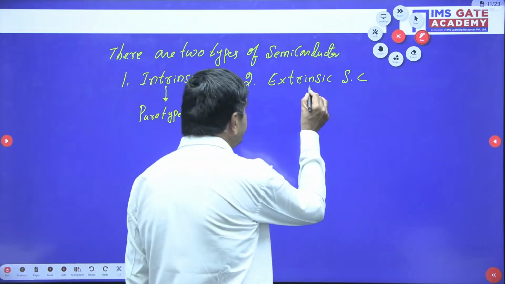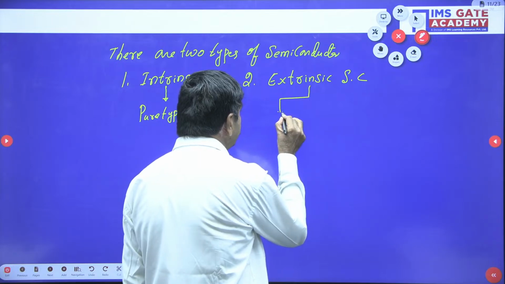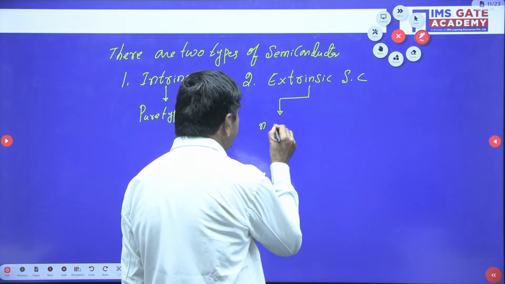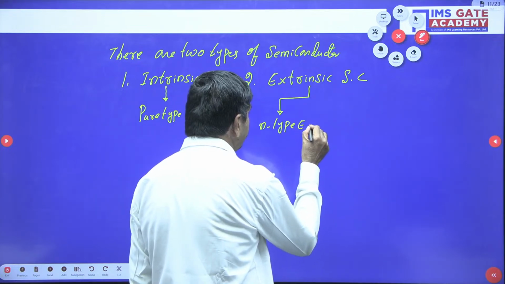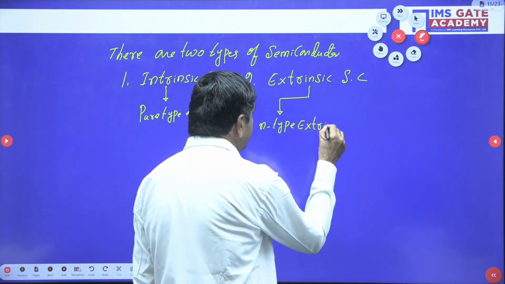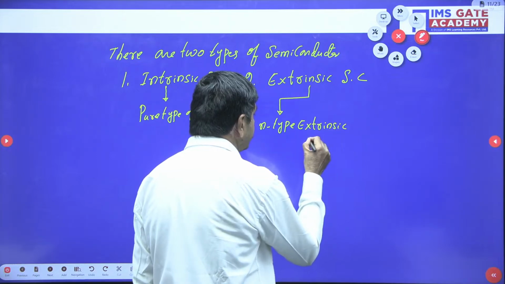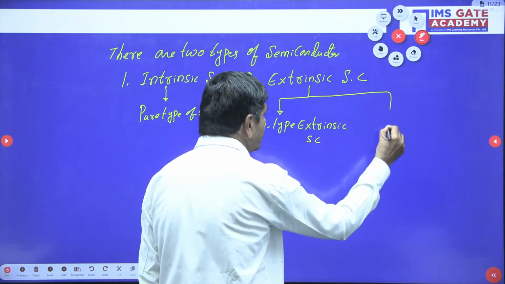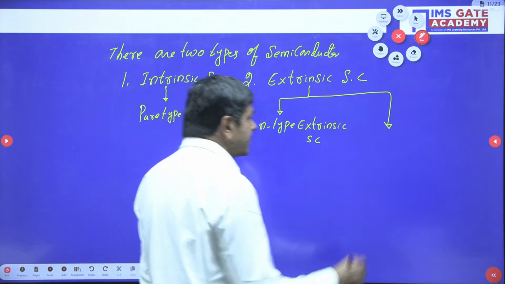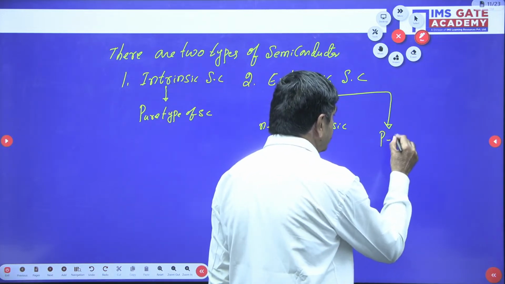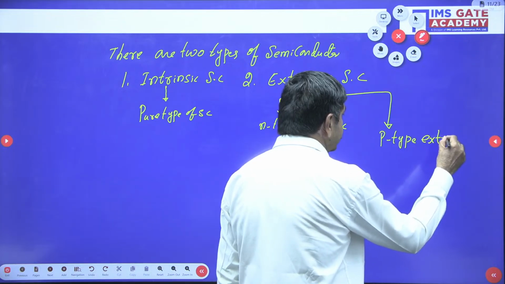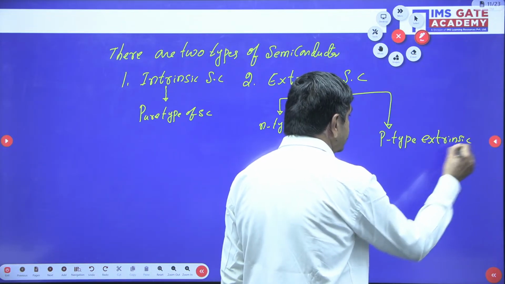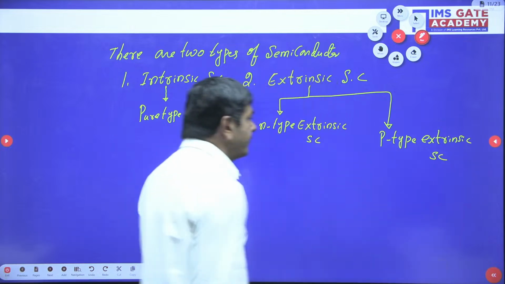Extrinsic semiconductors are again classified into two types: one is the N-type extrinsic semiconductor, the second is the P-type extrinsic semiconductor.